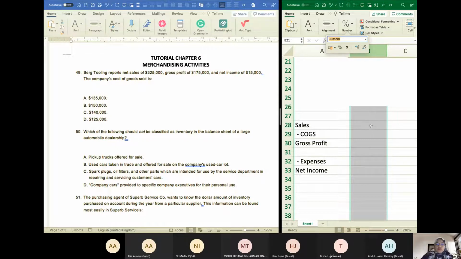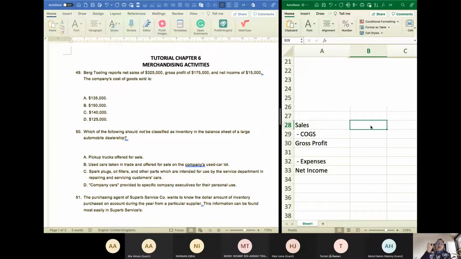Okay, so you plug in the information. In order for you to do this question, you must know the formula, right? You know that you are given sales. How much is the net sales? 325,000.